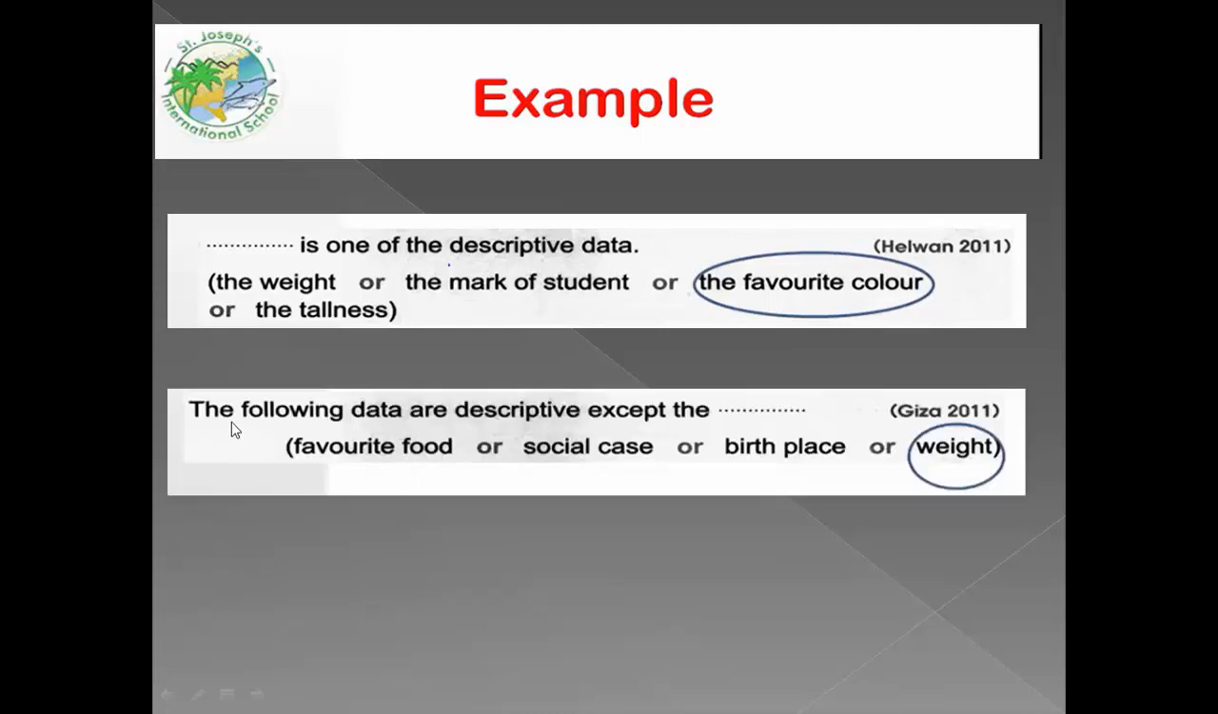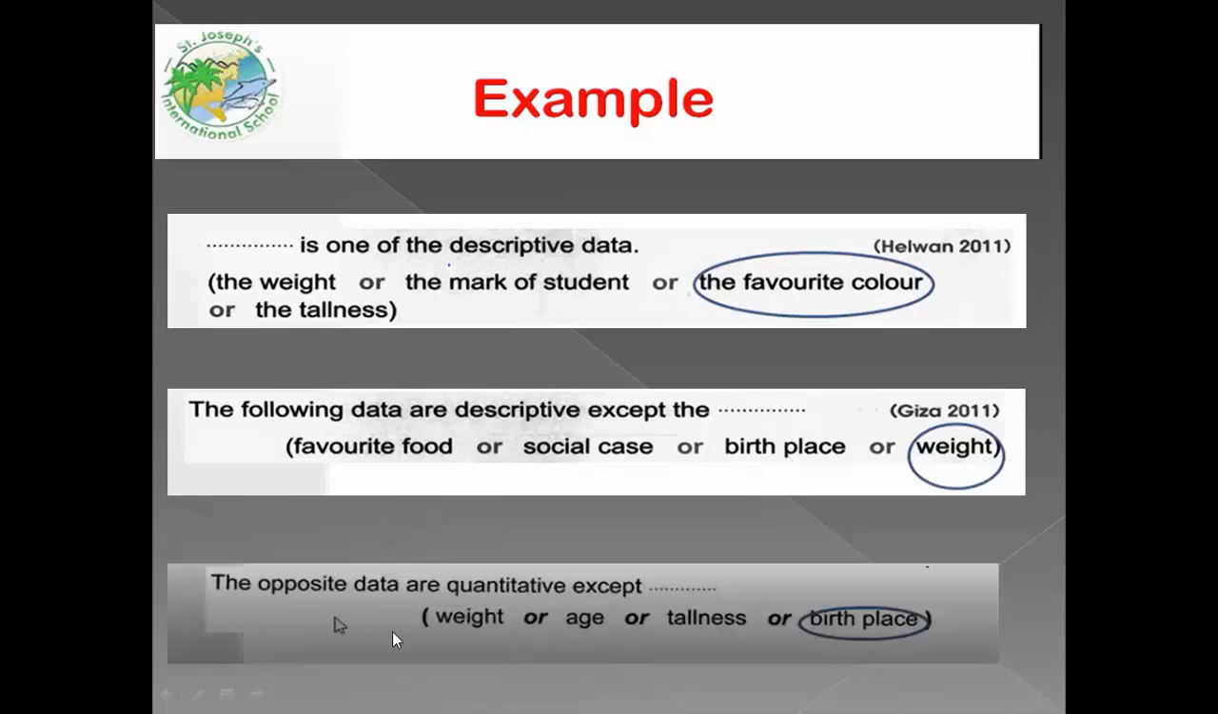The following data are descriptive except the one that has a number, which is quantitative data. The favorite food, the social status, the birthplace, or the weight: which one of them has a number? The weight. The following data are quantitative except the birthplace. This is the last example for this lesson.